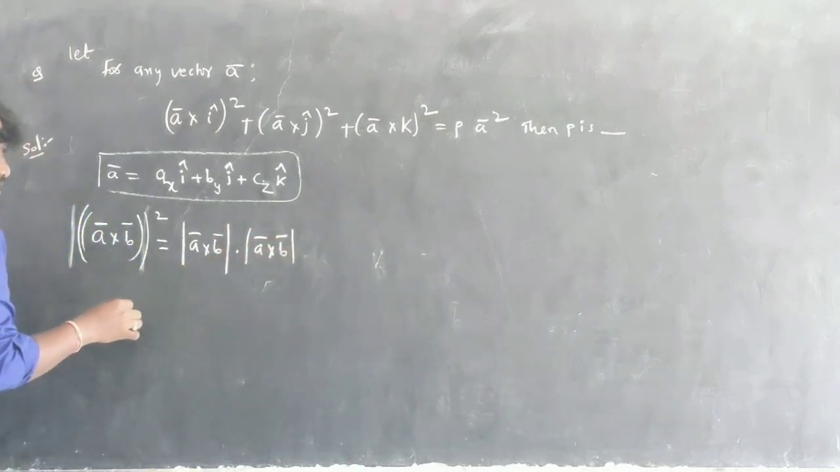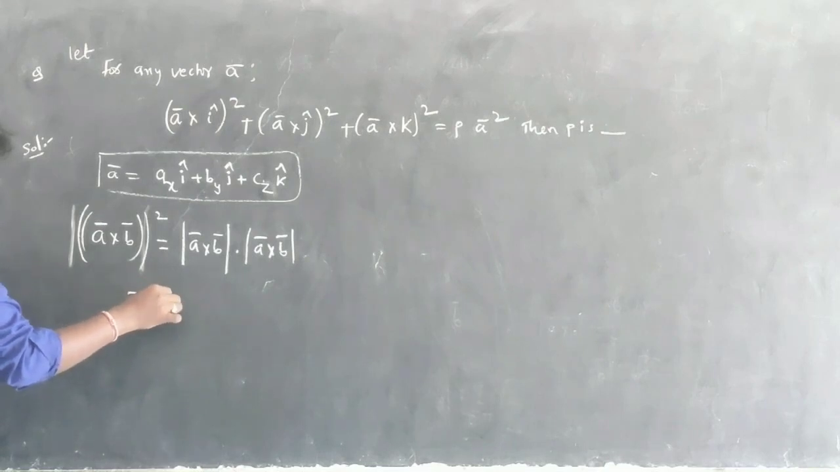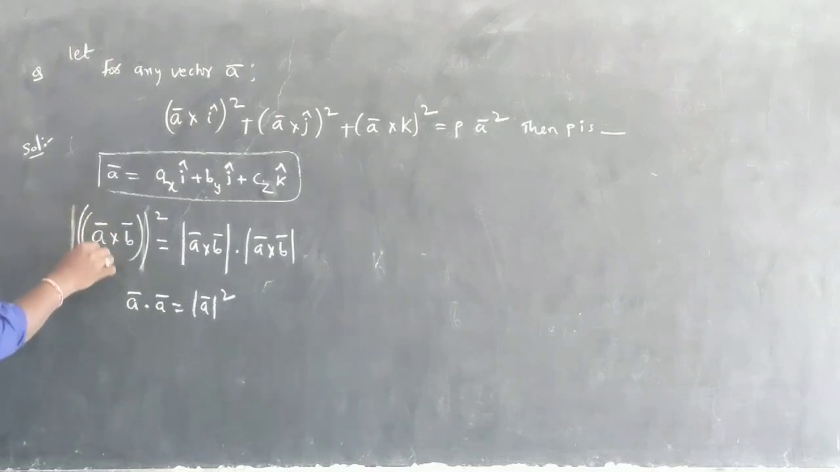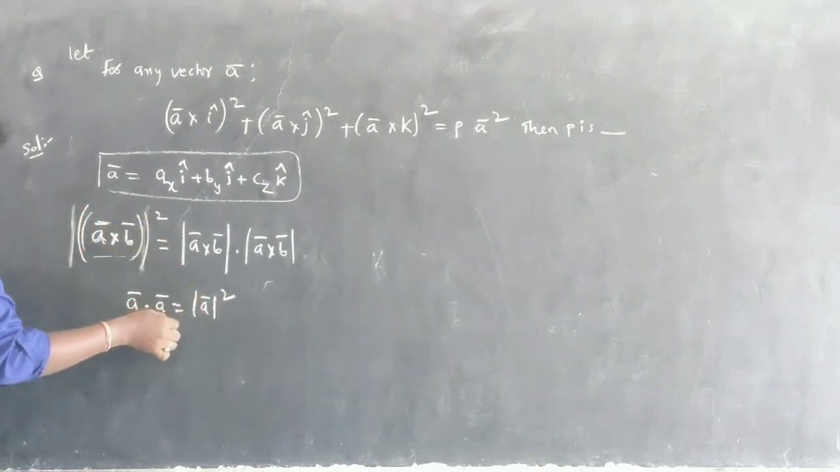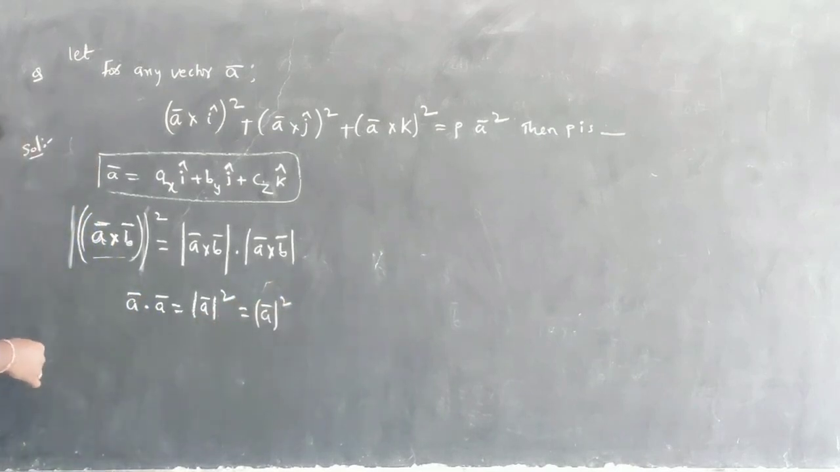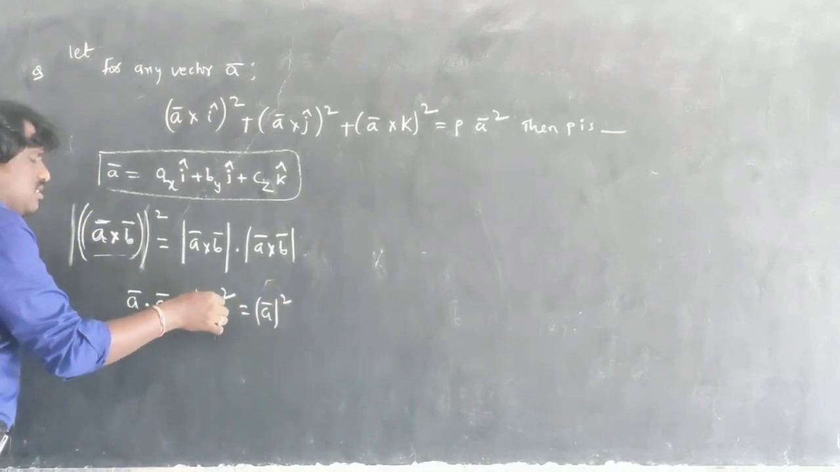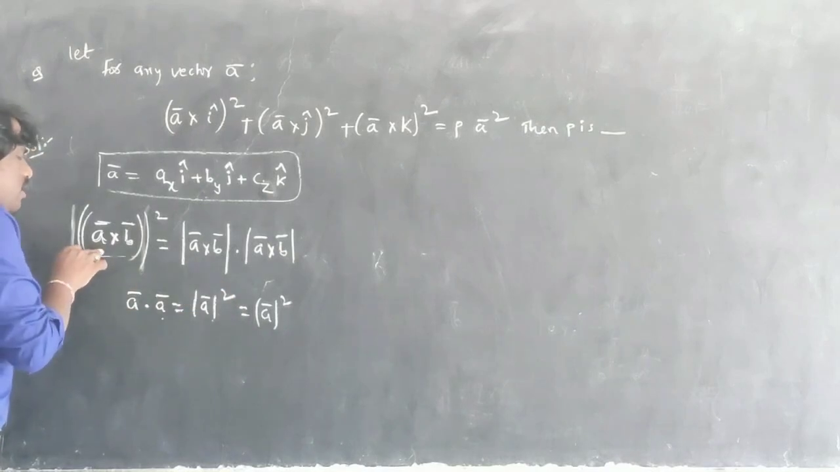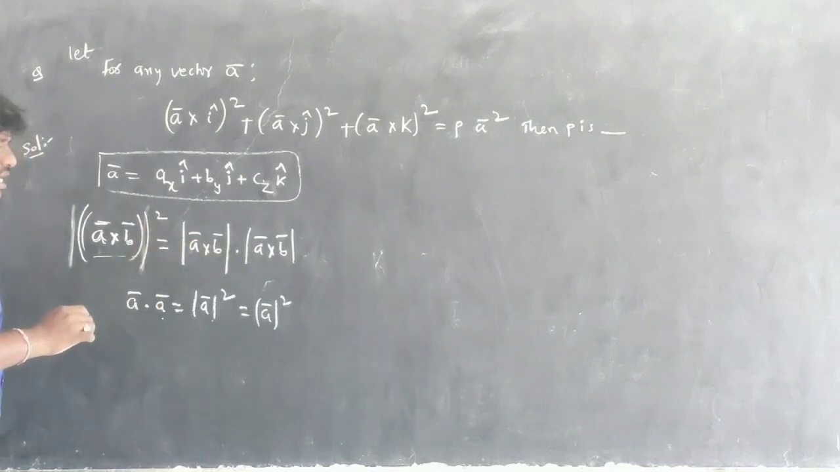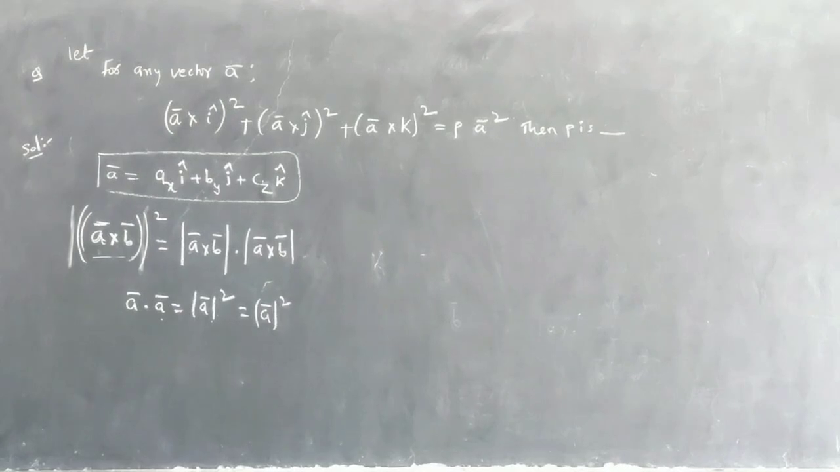What I want to say here, if I say A vector dot A vector, that I can write as mod A vector square. So if I treat this as A vector, A cross B vector square will be A cross B vector dot A cross B vector. So A vector square can be written as A dot A or modulus of A square. This is the way I can write A cross B whole square as A cross B dot A cross B. Hope you understand.